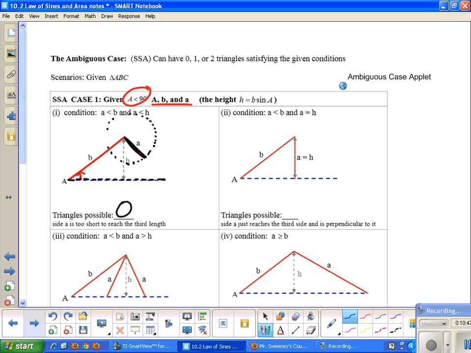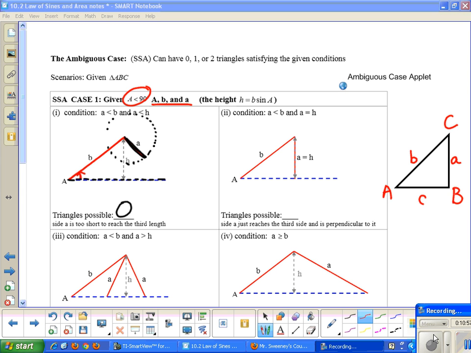And how do I know what the height of my triangle is? Well, let's draw a better right triangle there. If we think about a right triangle, the height of my triangle would actually be the side opposite the given angle that you have in this case. So how do you find the height of the triangle?